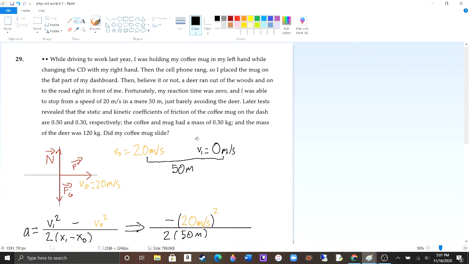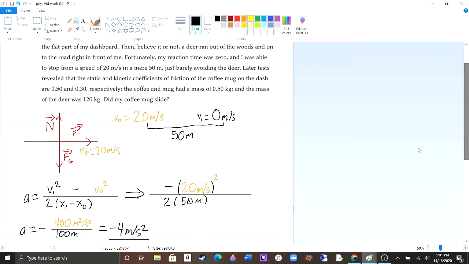So this problem is trying to get us to relate acceleration and velocity to friction. So what we want to do is figure out the acceleration as they slow down, and also what you would need for the coffee mug to actually slide.